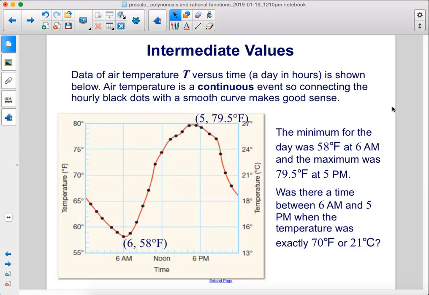Data of air temperature T versus time, a day in hours, is shown below. Air temperature is a continuous event, so connecting the hourly black dots with a smooth curve makes good sense. The minimum for the day was 58 degrees Fahrenheit at 6 a.m. and the maximum was 79.5 degrees Fahrenheit at 5 p.m. Was there a time between 6 a.m. and 5 p.m. when the temperature was exactly 70 degrees Fahrenheit?